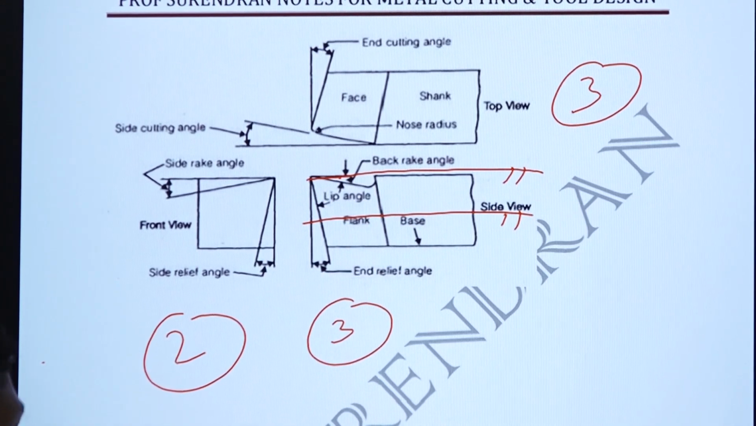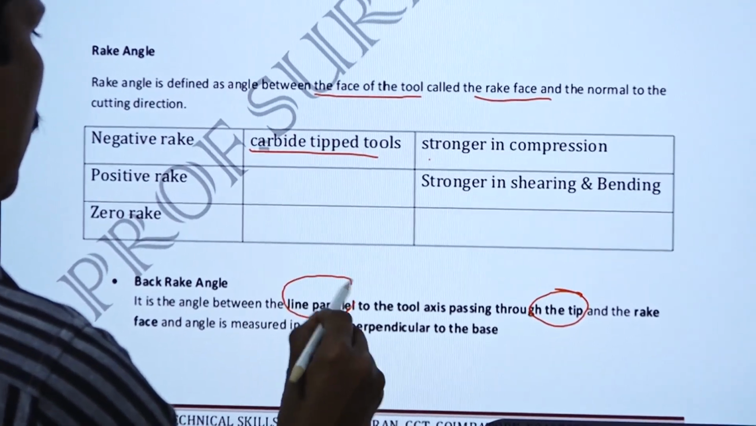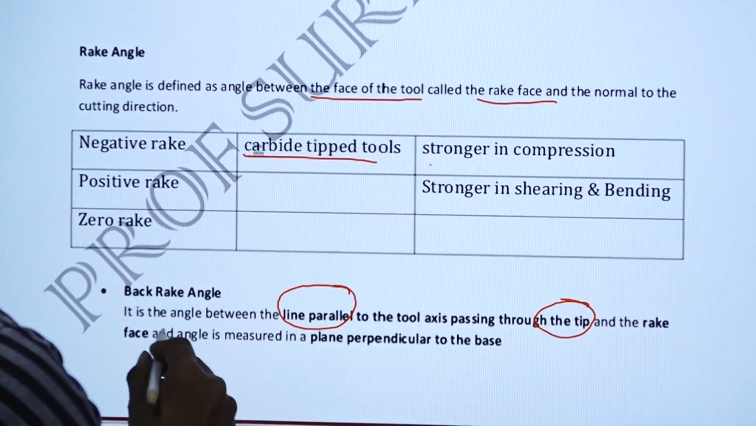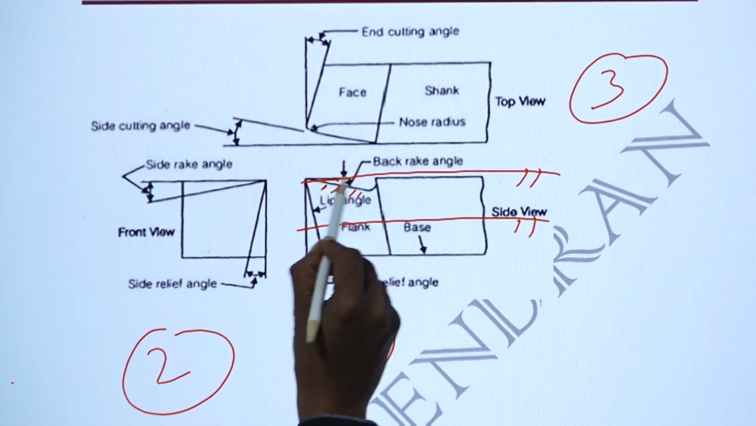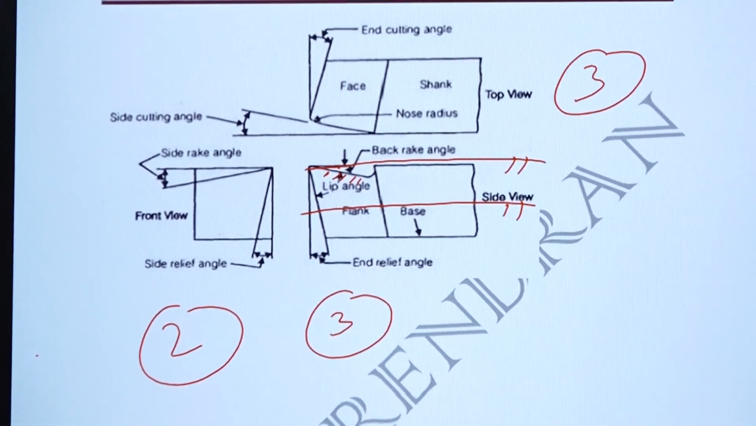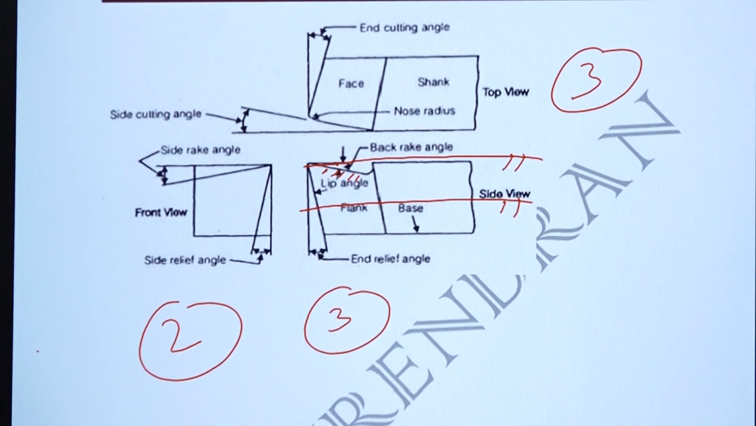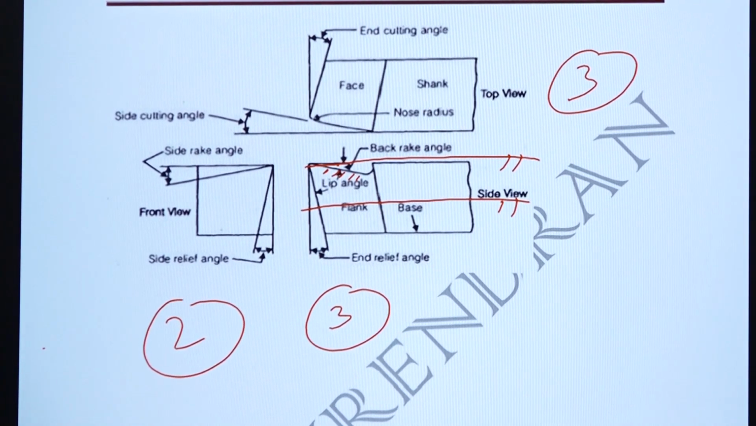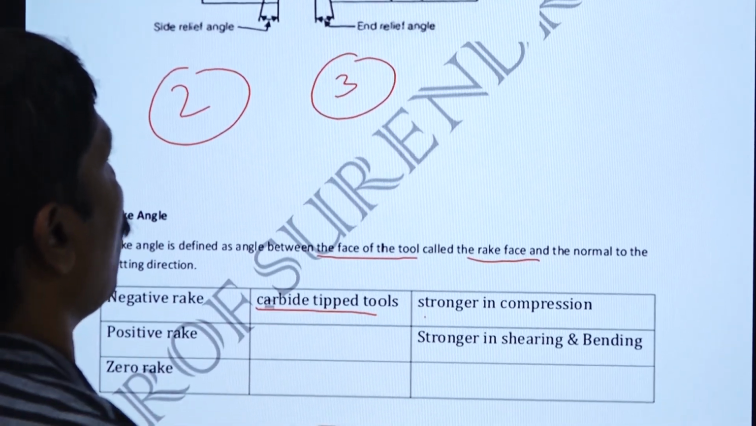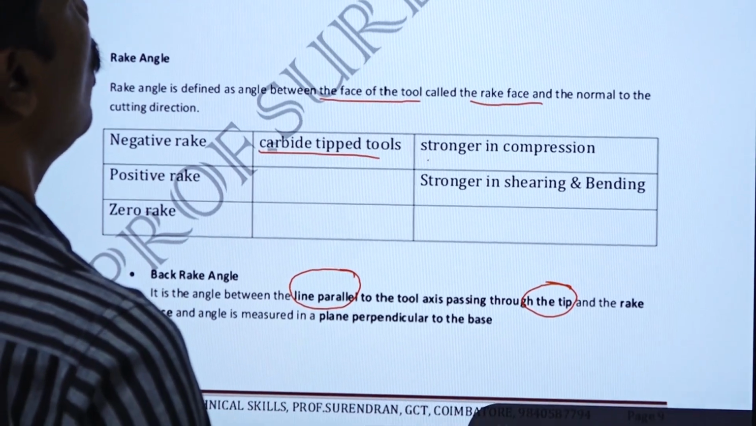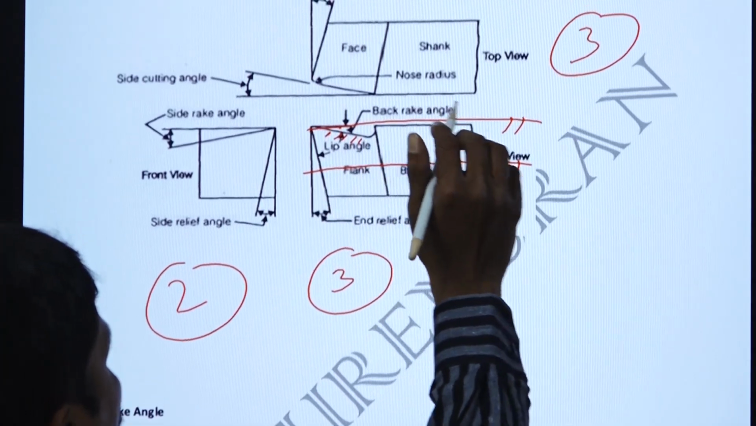the line parallel to the axis passing through the tip, and the rake face. So this one is the rake face, and that is the angle. The angle between the line parallel to the axis passing through the tip and the top face is measured in a plane perpendicular to the base.